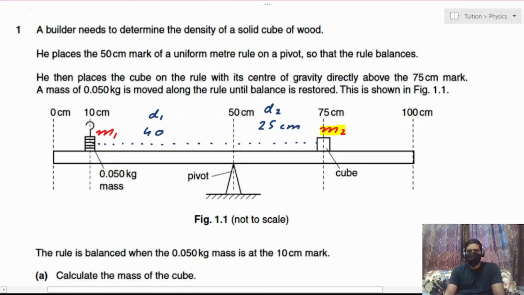Why are we taking these distances? Because every time you apply the principle of moment, or in fact every time you calculate moment, the distance has to be from the pivot. Distance from the center of the object till the pivot. That is the distance that we consider in that case.